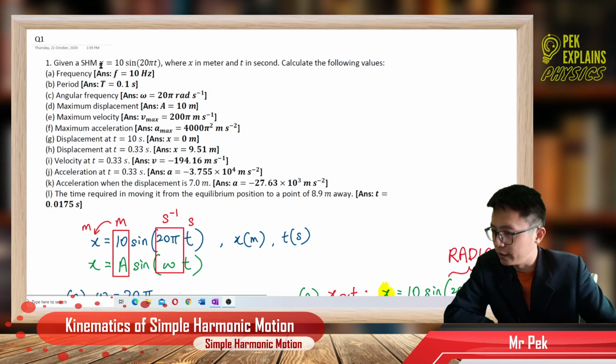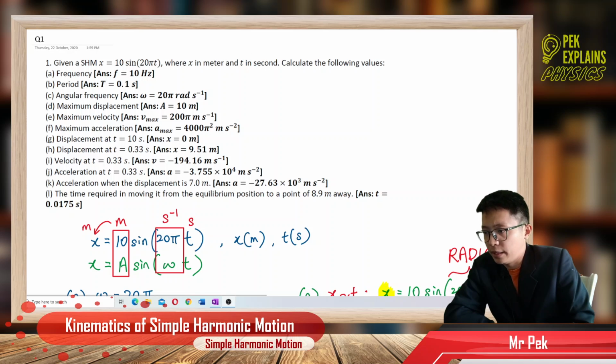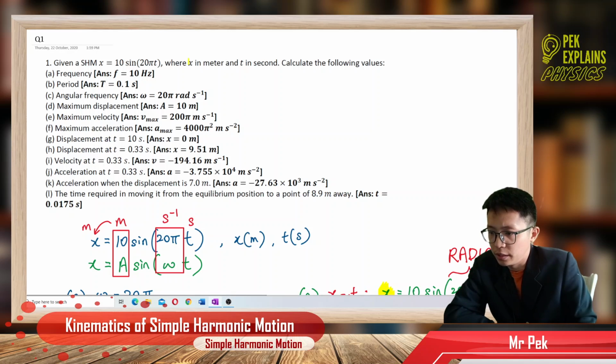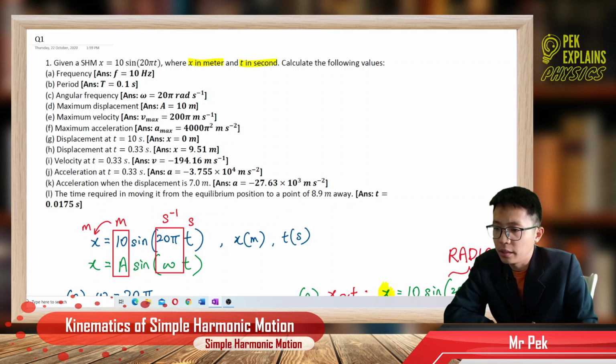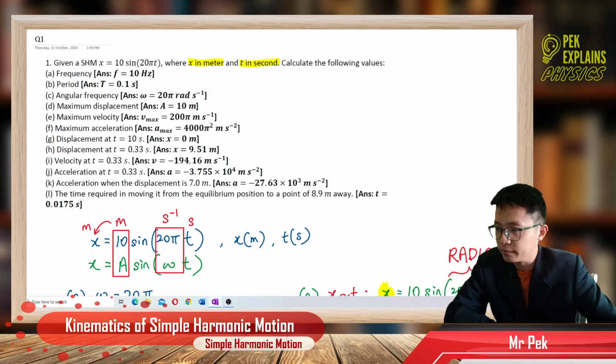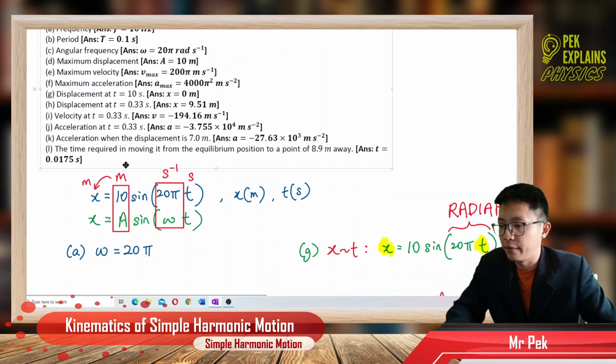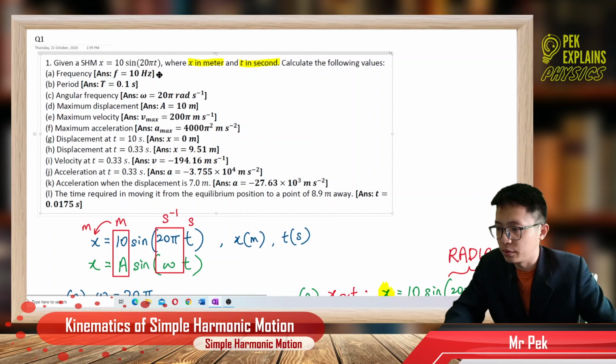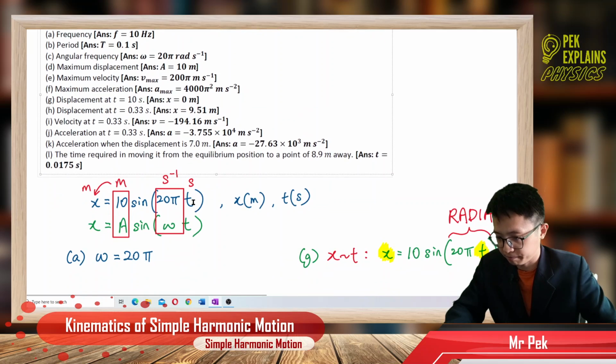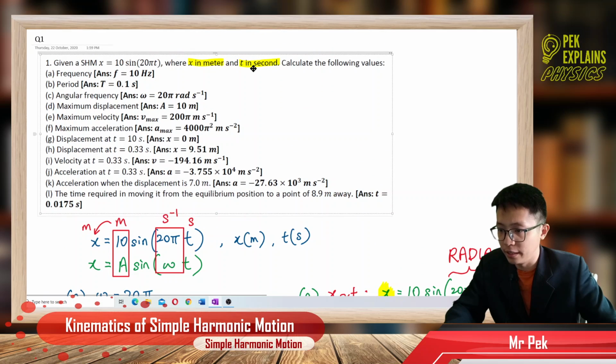Okay, so here we have the x-t equation, and this is very important, the unit. I want you to pay close attention to the unit. Yeah, x is given in meter and time in second. Okay, now he asks for frequency. A, what's the frequency? Okay, now I write down the equation, x equal to 10 sine 20 pi t, and you must write the unit, x in meter and t in second. The unit is very important.